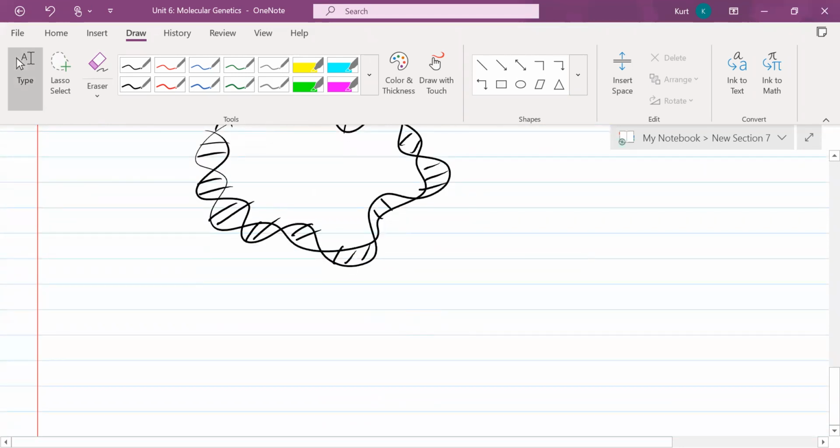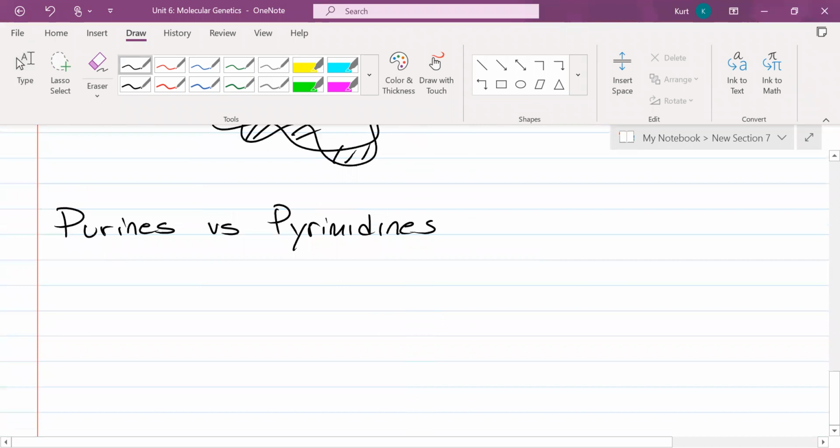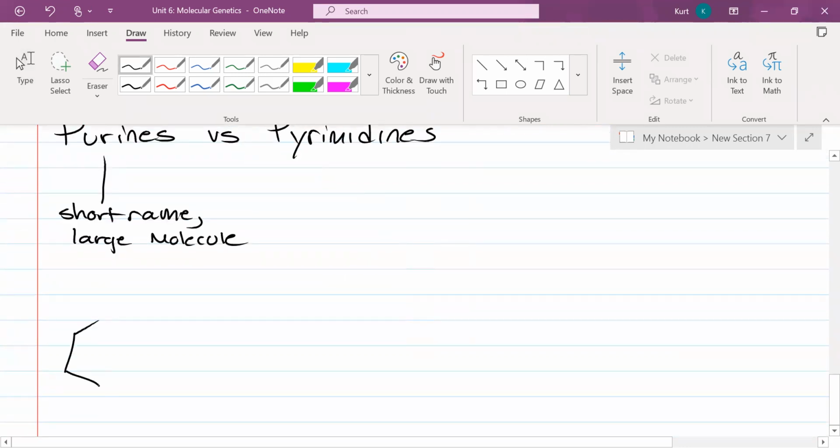Okay. Let's talk about purines versus pyrimidines. A purine, here's how I remember it: short name, large molecule. They look like this. It's like a hexagon and a pentagon. These are nitrogen ring molecules. This includes adenine and guanine. Adenine and guanine are purines.